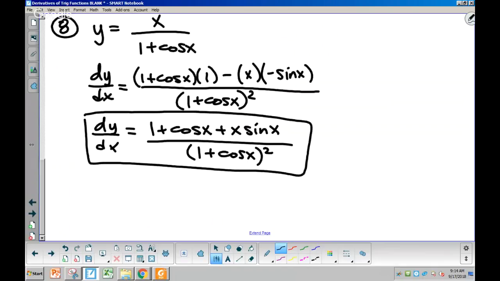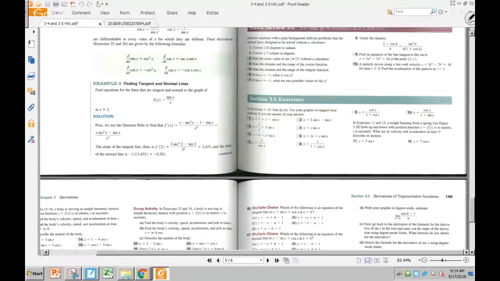Yes, sir? Finding the equation of the tangent line? Sure. I would be glad to do that. I got a couple minutes.